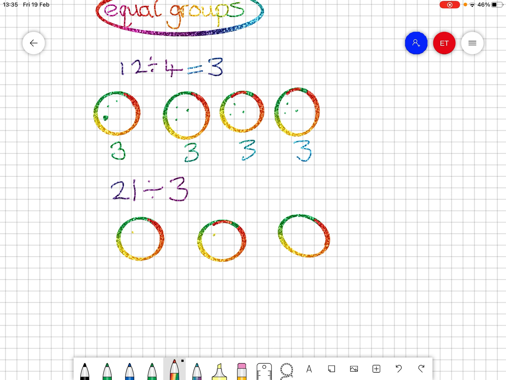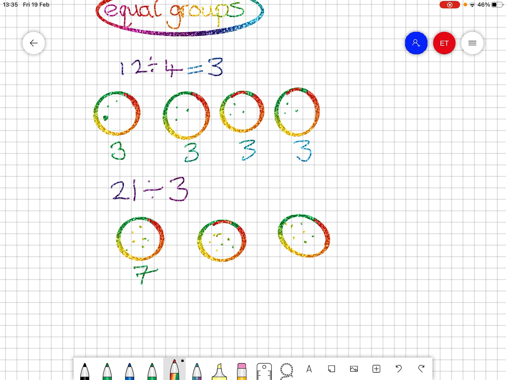So 1, 2, 3, 4, 5, 6, 7, 8, 9, 10, 11, 12, 13, 14, 15, 16, 17, 18, 19, 20, 21. So be careful to make sure that you are dotting each one. So take your time, because if you miss a dot, then you're going to get the wrong answer and a bit confused. So 1, 2, 3, 4, 5, 6, 7. Oh, I just did another one by accident.